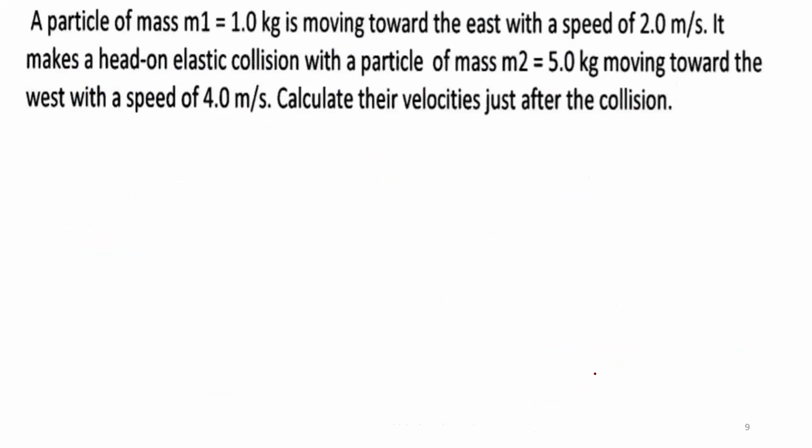Okay, now let's go to this problem here. So I have a particle of mass m1, 1 kilogram, moving towards the east, in the positive x direction with a speed of 2 meters per second. Then it makes a head-on collision with a particle m2 of mass 5 kilograms, moving towards the west. So it's a head-on, one-dimensional collision. Now the particle m2 has a speed of 4 meters per second. Calculate the velocity just after collision.